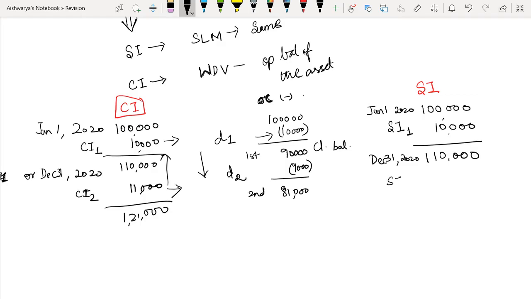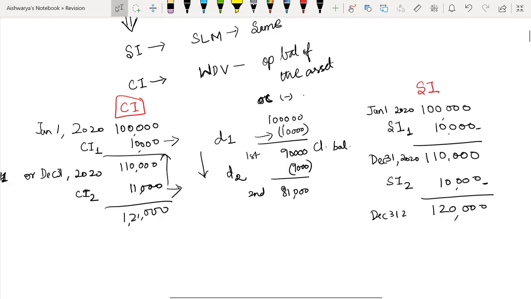Now your SI2 will be again 10,000. Remember your straight line method of depreciation, same number will be the interest every year. So your total will be 1,20,000 as the closing balance, December 31st, 2021, end of the year. This will be the closing balance.